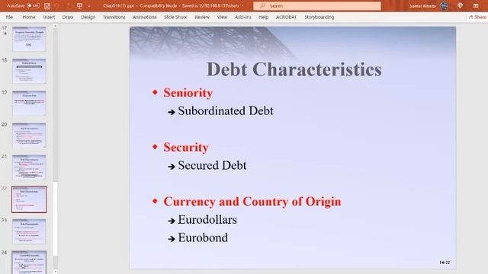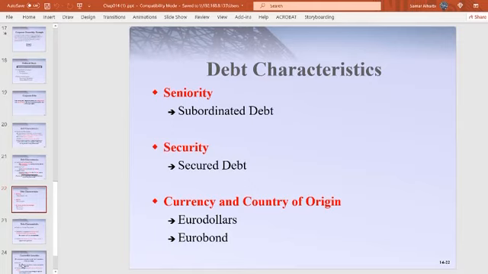When the dollars are held in a bank outside the US, for example, a US company holds its US dollars in, let's say, a London bank, it's held as US dollars. Okay, so it's known as Eurodollars. It's just a term, just terminology.